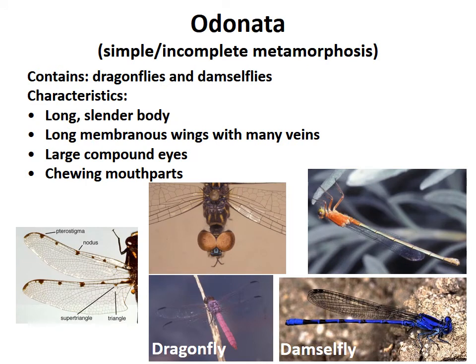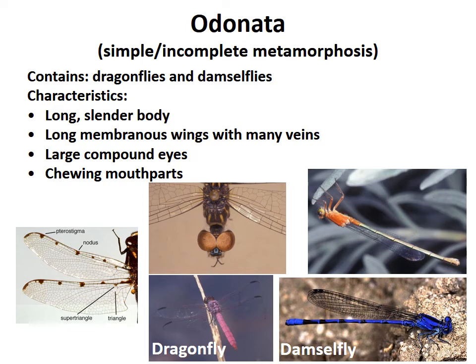Odonata is another insect order that includes dragonflies and damselflies. They go through simple incomplete metamorphosis. Their immature form is aquatic, which means immature dragonflies and damselflies live in the water and breathe through gills. Technically, their immature form is not a nymph. There's a specific term for it. It's called a naiad because they are aquatic.